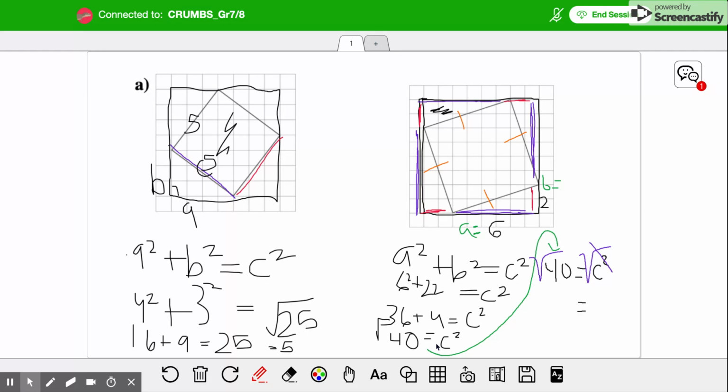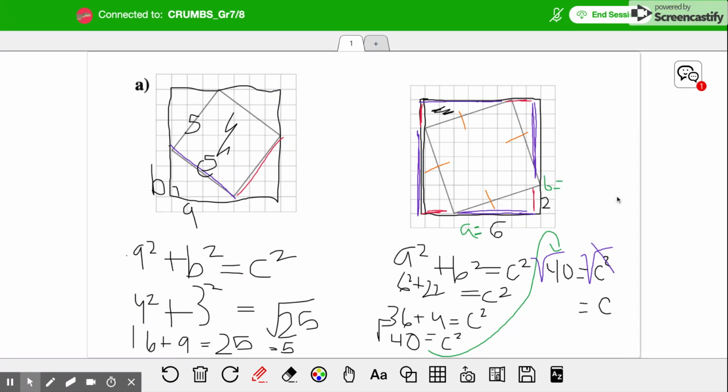So you end up isolating your C on the right, and then you grab your calculator and find the square root of 40. This is where I'm having a lot of trouble. Okay. The square root of 40 is an irrational number, which means it goes on and on and on. Hold on, let me just find the square root of 40. So the square root of 40 is 6.32455. It goes on and on and on.